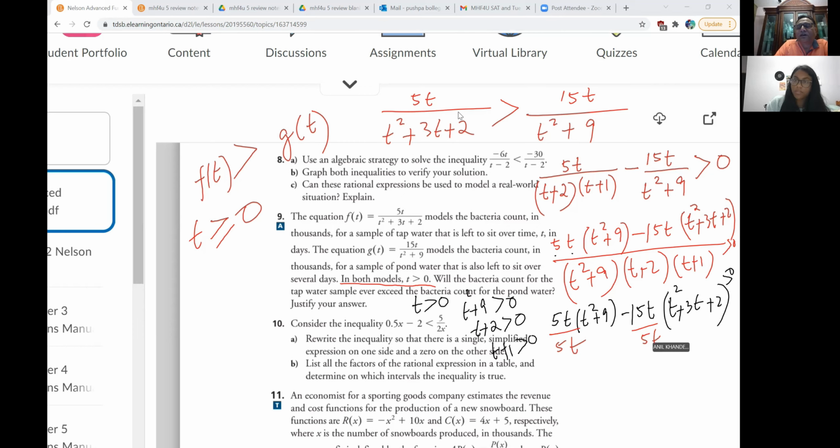So in that case, you are left with t squared plus 9 minus, instead of 15, it becomes 5t times t squared plus 3t plus 2 greater than 0. This is the inequality which you need to solve.